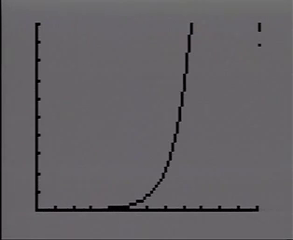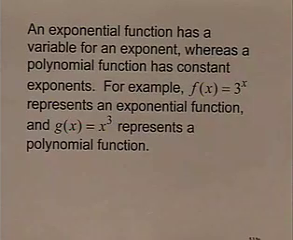We'll see the exponential function and x cubed. X cubed is the lower graph, and comparing these, we'd say that 3 to the x grows much more rapidly than x cubed. We can summarize that a little bit. An exponential function has a variable for an exponent, whereas a polynomial function has constant exponents.